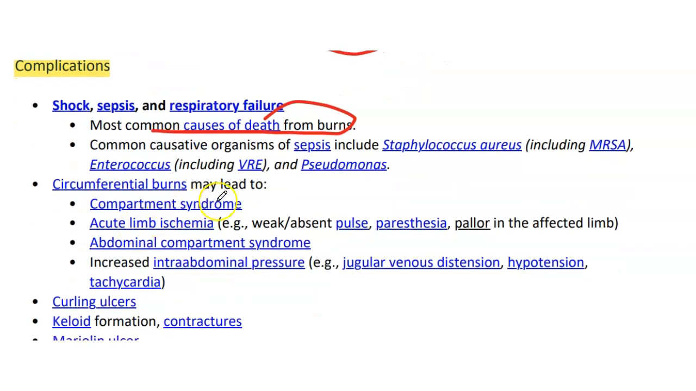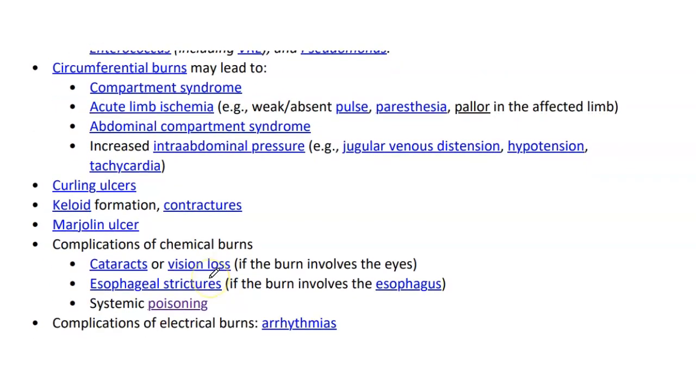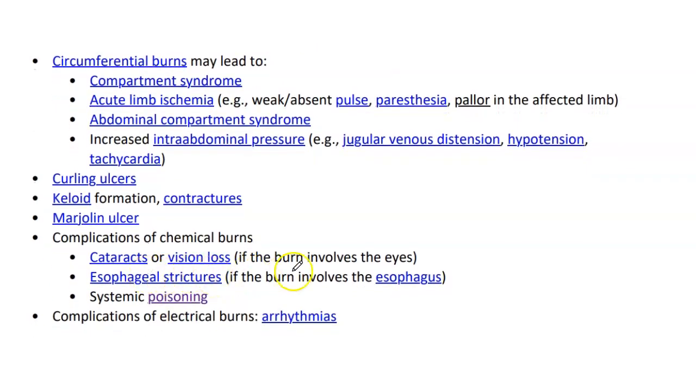Then we have circumferential burn, which may lead to compartment syndrome, acute limb ischemia, and abdominal compartment syndrome, with increased abdominal pressure leading to raised JVP distension, hypotension, and tachycardia. Then we have stress ulcers, keloid formation, marginal ulcer, and complications of chemical burns like cataract or vision loss if it involves the eyes, esophageal stricture if burns involve the esophagus, and systemic poisoning. Complications of electrical burns are arrhythmias.